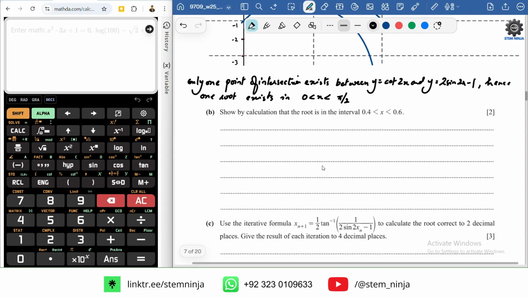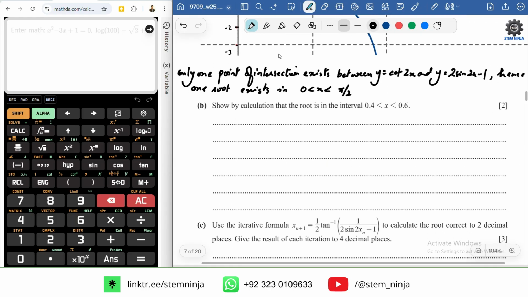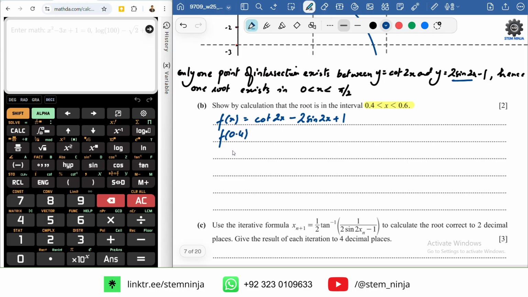Show by calculation that this root is in the interval 0.4 to 0.6. So basically we just need to show some change in sign. First off, we need to write it as a function, cot 2x. Since this is 2 sine 2x minus 1, when you subtract it on the other side, this will become cot 2x minus 2 sine 2x plus 1. So we just need to show f of 0.4 and f of 0.6.